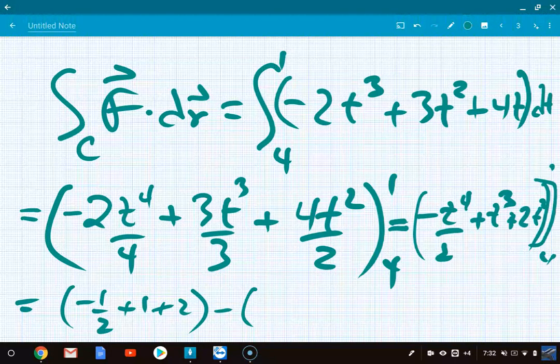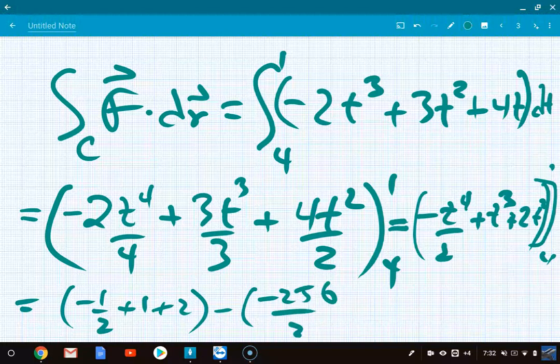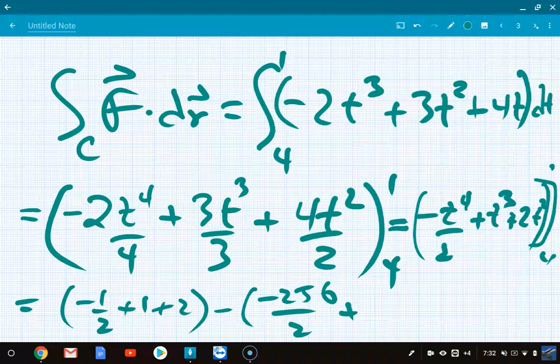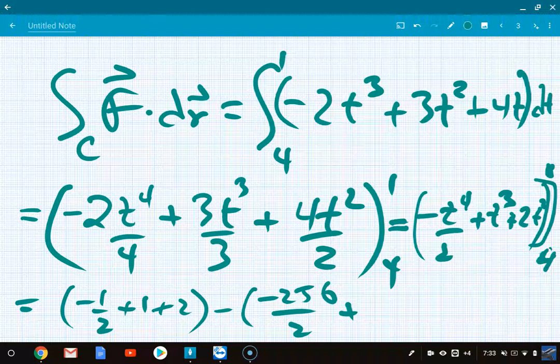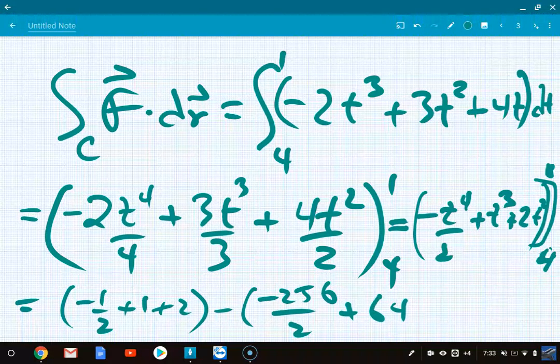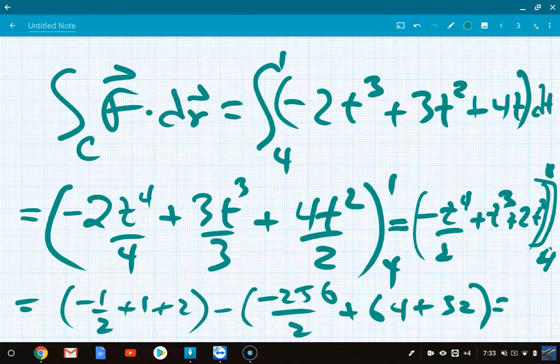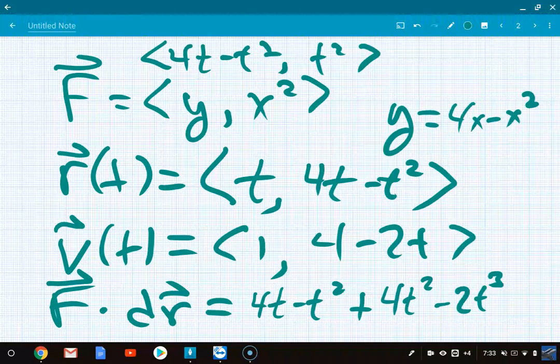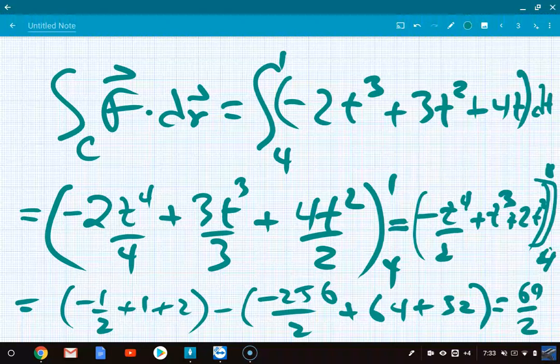What's 4 to the 4th? Wow, this is huge. Did we do something wrong? We're supposed to get 69 halves. This is sort of huge. All right, what is 4 to the 4th? 256? So negative 256 over 2 plus 4 cubed is what? 64. Plus 2 times 4 squared, is 2 times 16, is 32. And miraculously, you get 69 halves, don't you? Because that's what we got a minute ago. So it's got to be right. Is that what we get?